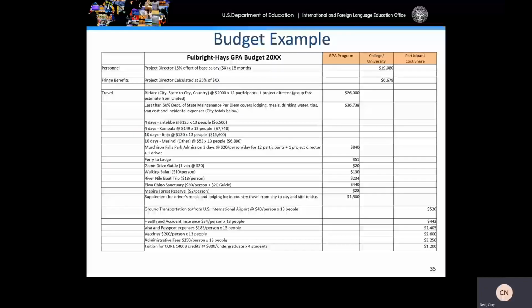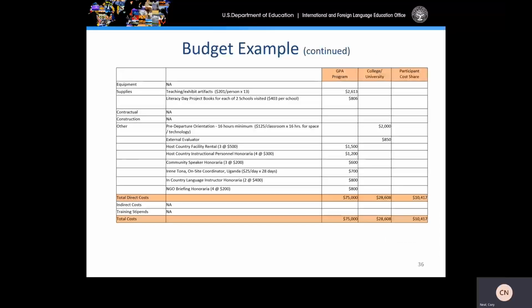So here is an example of a budget sheet, and you'll notice that the budget here is broken into 3 columns. It shows the money that will be used from the GPA grant, the money that will be used from the college or university, and the money that will be used from the participant. Cost share. I highly recommend using this 3-column approach. It makes it very easy, cut and dry for the readers to look at, so that they're not guessing what money is coming from what area.